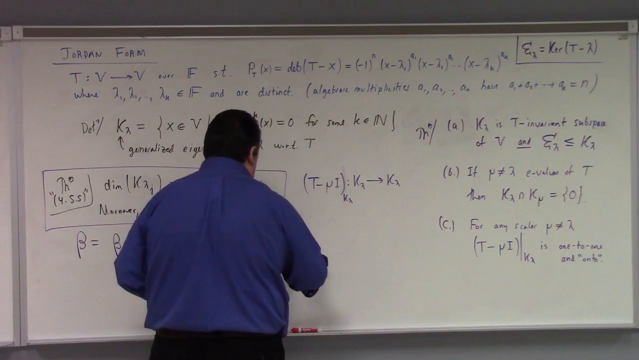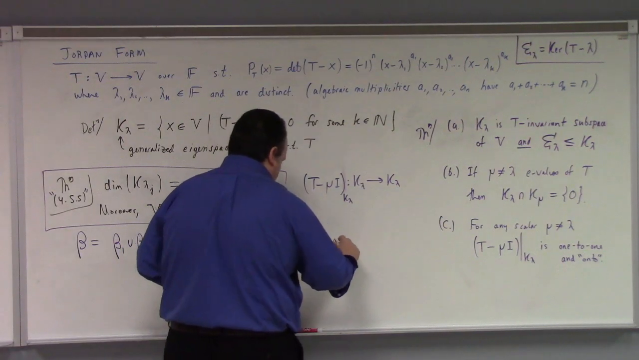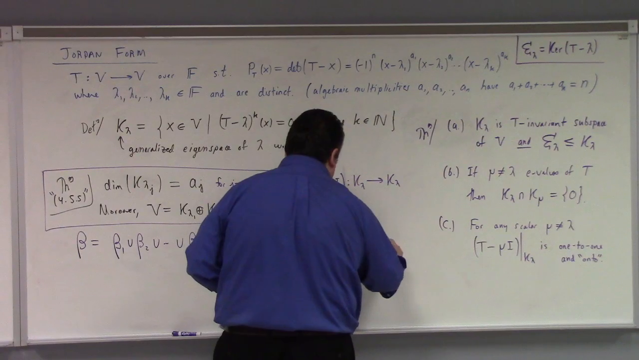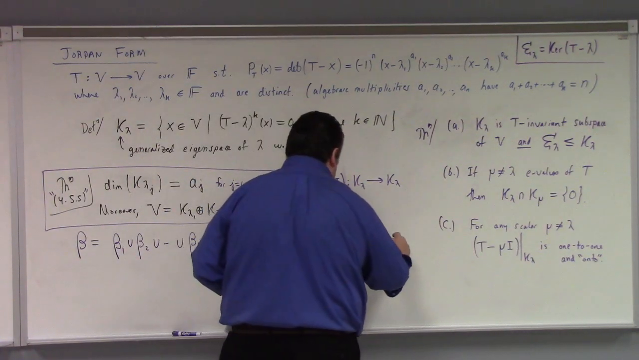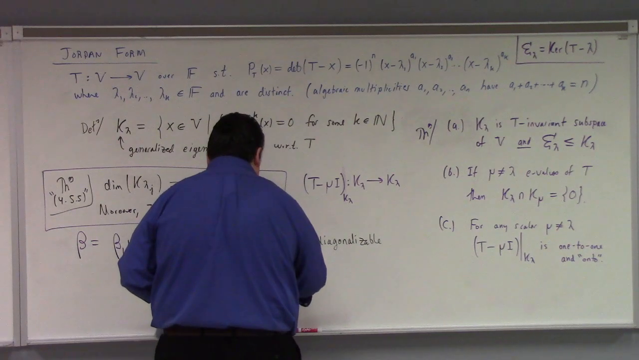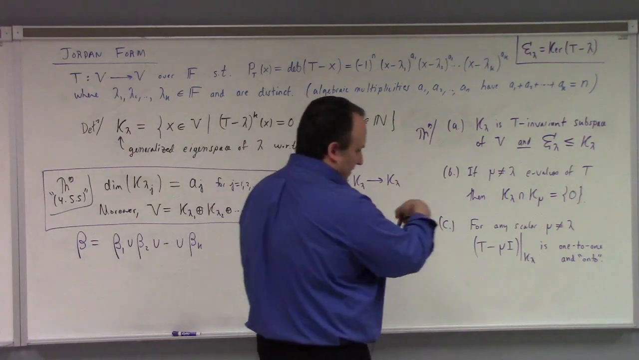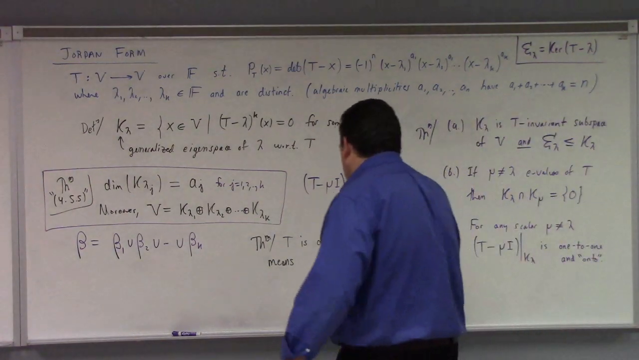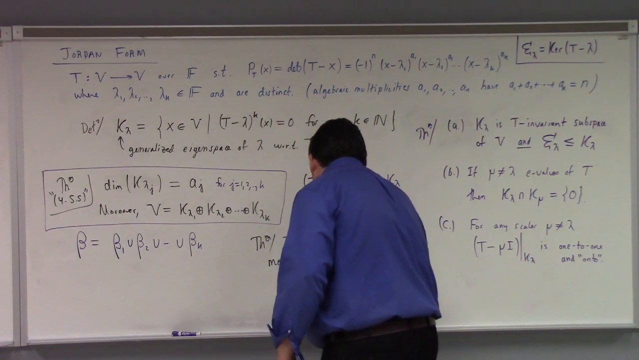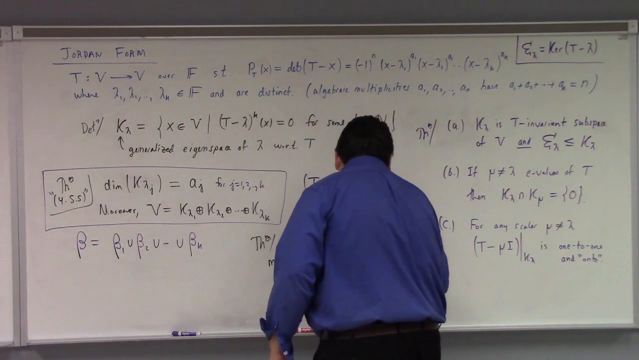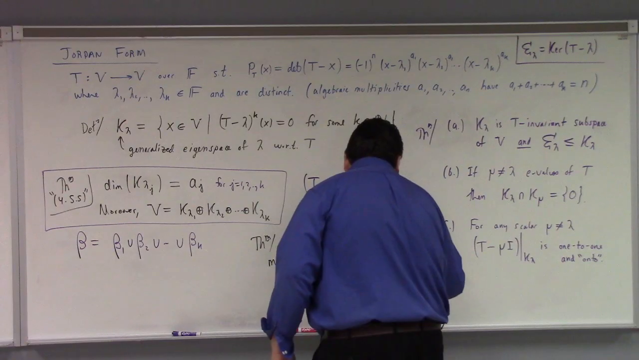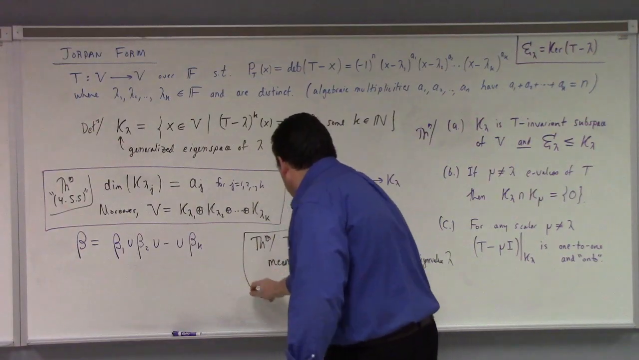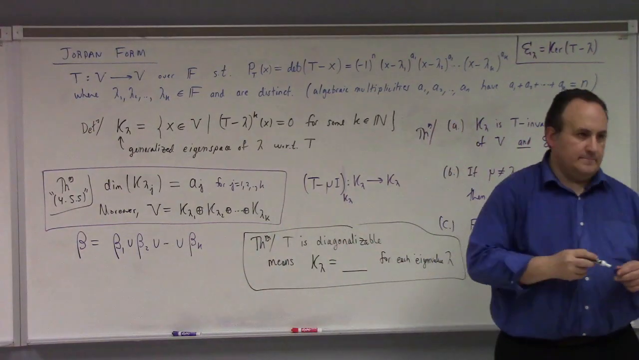Theorem. T is diagonalizable, given the current context, means what? Again, I'm assuming the context that we have a split characteristic polynomial, all right? All our eigenvalues are in the field. How about this? K lambda equals blank for each eigenvalue. What do I want there?